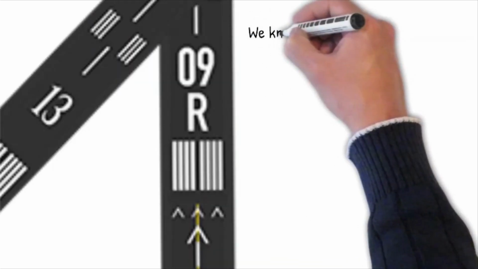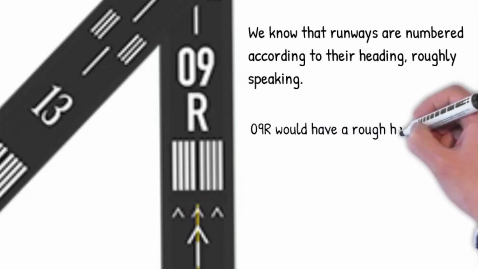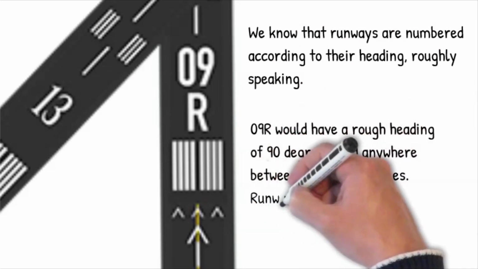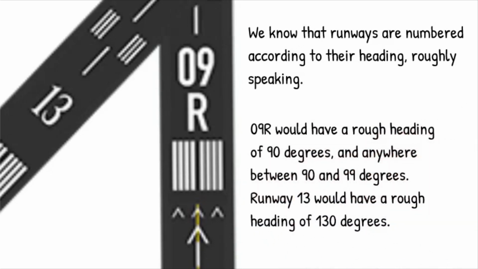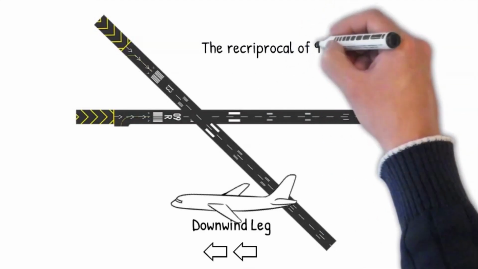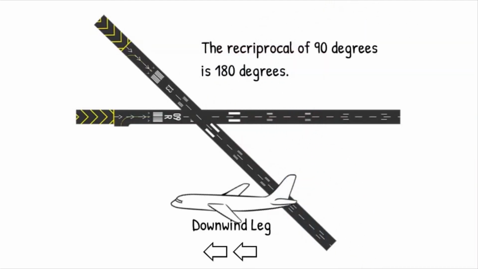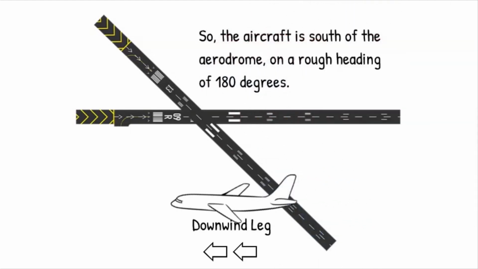We know that runways are numbered according to their heading, roughly speaking. So 9 would have a rough heading of 90 degrees, and anywhere between 90 and 99 degrees. Runway 13 would have a rough heading of 130 degrees. The reciprocal of 90 degrees is 180 degrees. So the aircraft is south of the aerodrome on a rough heading of 180 degrees. Great, we have reviewed navigation.